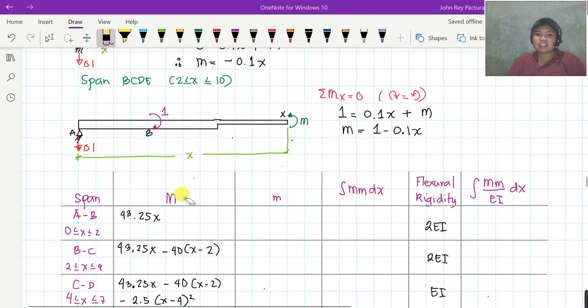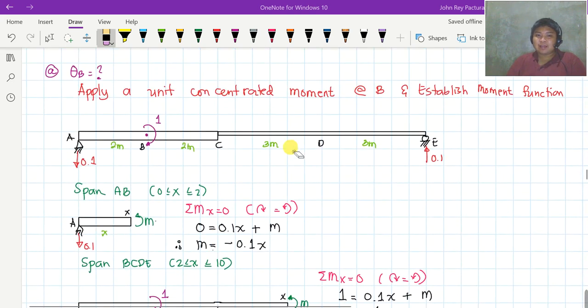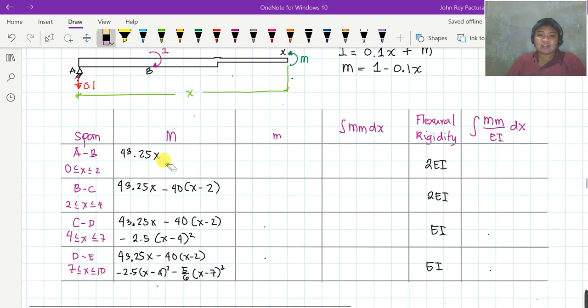Tandaan nyo, kahit alin dyan, class, ang hanapin natin sa beam, halimbawa, gusto mong hanapin yung slope and deflection sa gitna ni C and D, yung moment function natin, class, na ito, hindi yan magbabago. This is applicable to all problems related to this beam. Okay? Parang sa truss, 'di ba? Yung mga forces natin due to real loads, hindi talaga siya nagbabago. Ang nagbabago lang is yung moment function due to the unit load. Okay? So, ito lang yung mag-change.